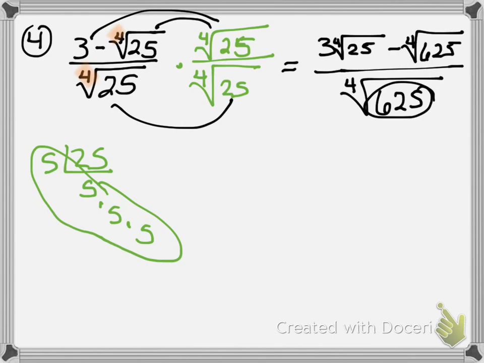In the numerator, I took 3 times what I was distributing to it, minus these two being multiplied. So 625, when I factored it, is what created what I've circled in green. Does everybody agree? Or do you want me to show you that? Yeah.